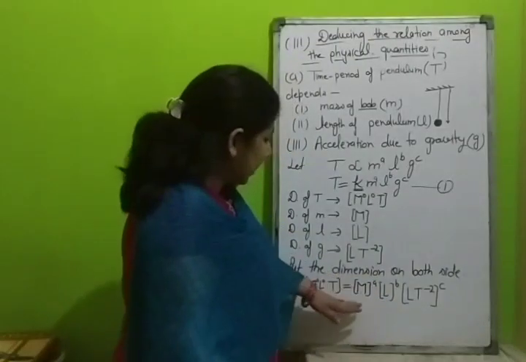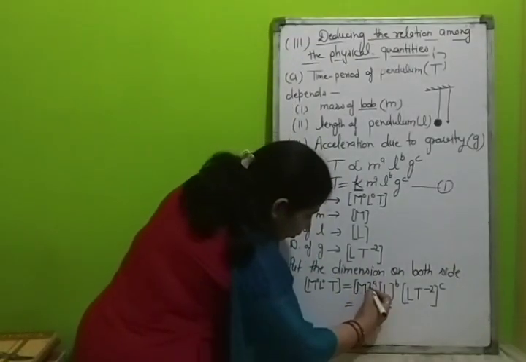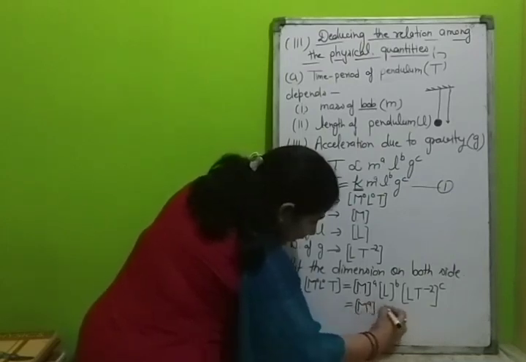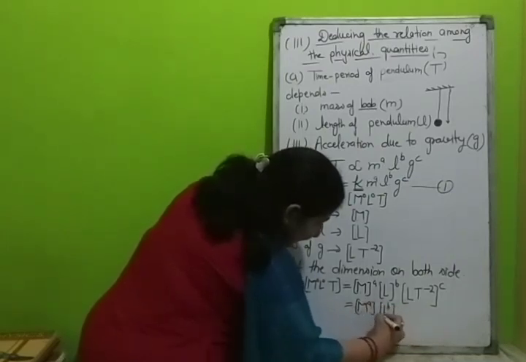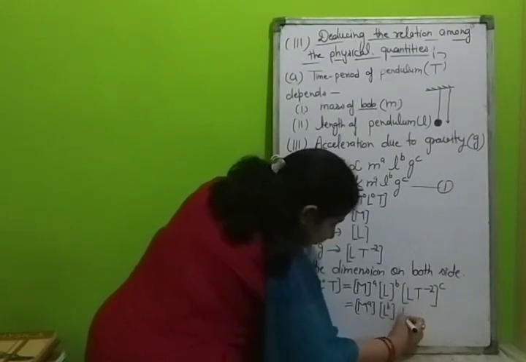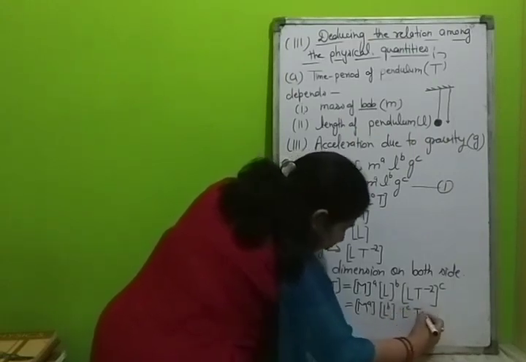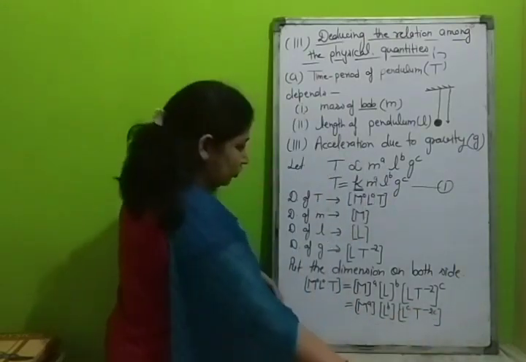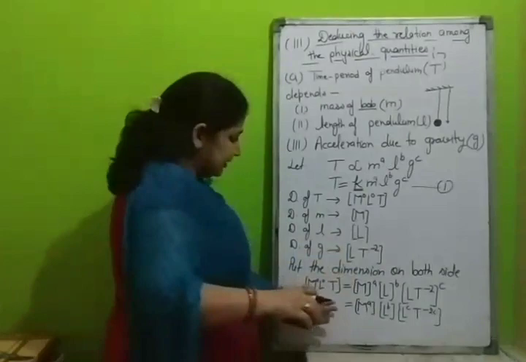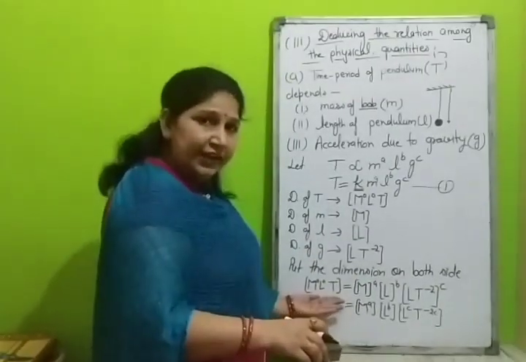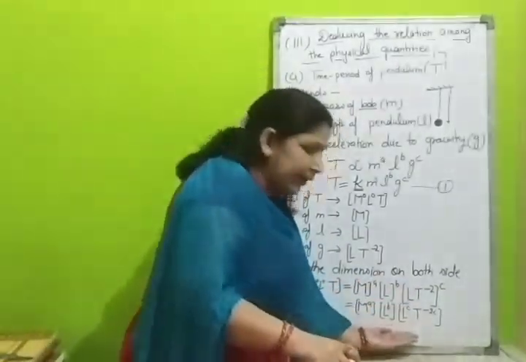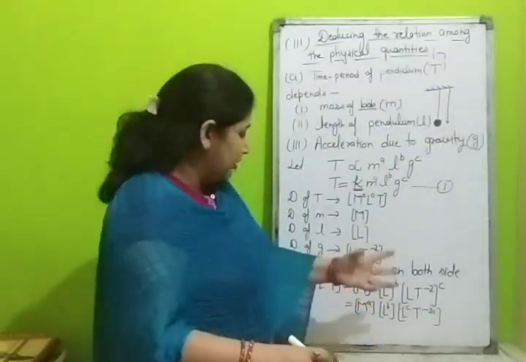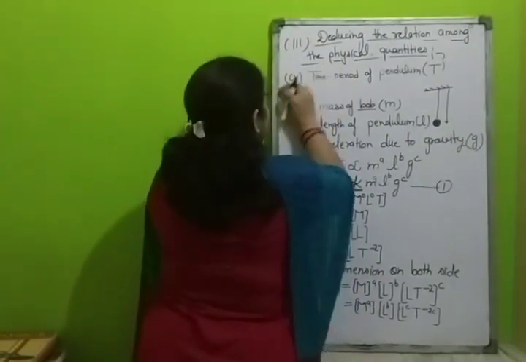Now we will solve this dimension. What will we do? M to the power A, L to the power B, L to the power C, T to the power minus 2C. Got it? Now we will merge, as here we have only one square bracket. We will combine similar terms here. Means one square bracket. All the dimensions come in one square bracket.